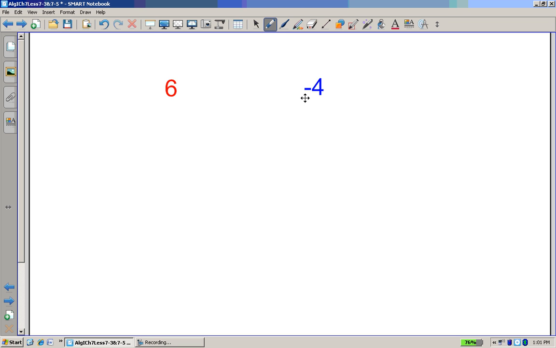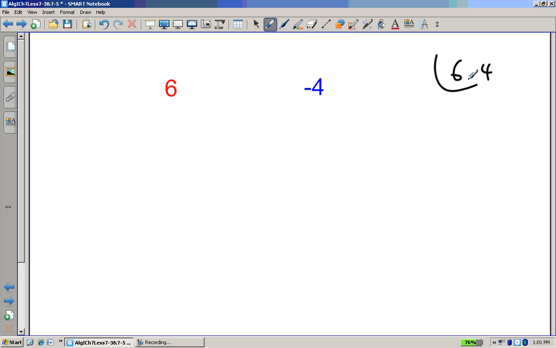Okay, 6 and -4. Let's see, I could just multiply by 4. Multiply this by 6. Get 24 and -24. And that works out great. I immediately have opposites.